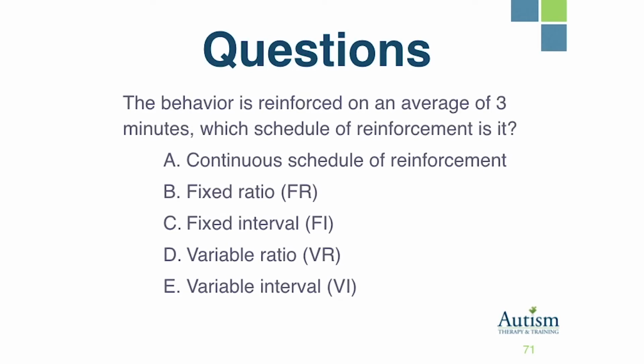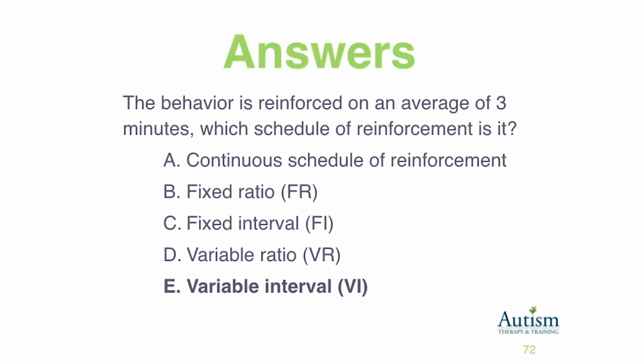The behavior is reinforced on an average of 3 minutes. Which schedule of reinforcement is it? A, continuous schedule of reinforcement, B, fixed ratio, C, fixed interval, D, variable ratio, or E, variable interval? And the correct response is E, variable interval. Well done.